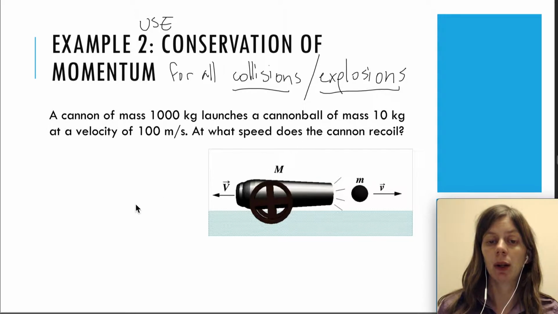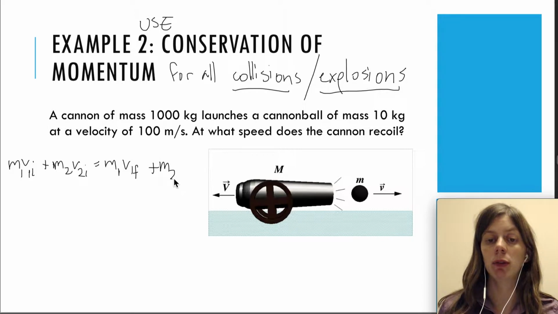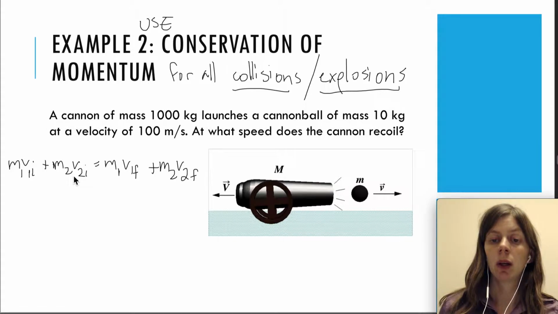So let's go ahead and write down the equation. m1v1 initial plus m2v2 initial equals m1v1 final plus m2v2 final. So this is the law of conservation of momentum. How do we use it?